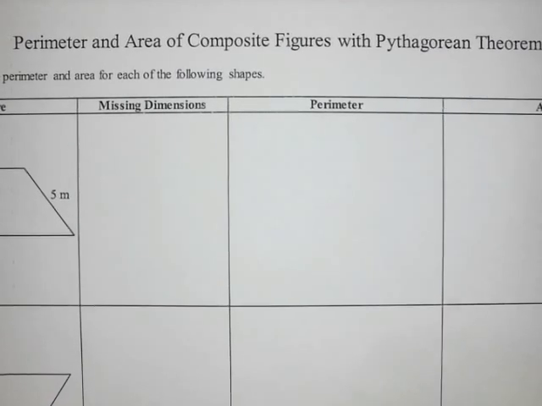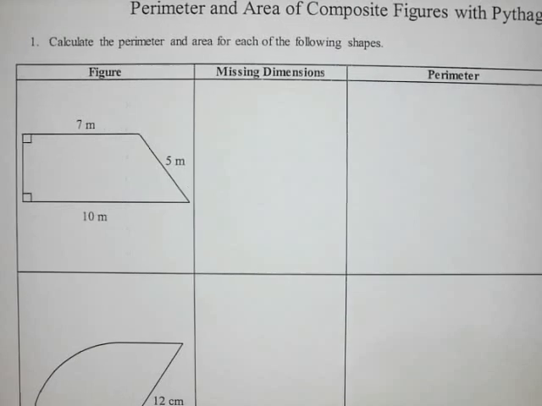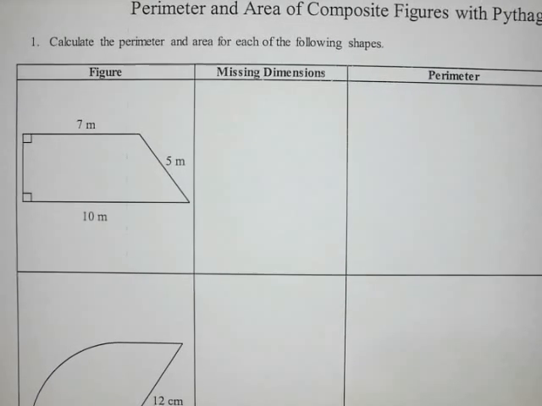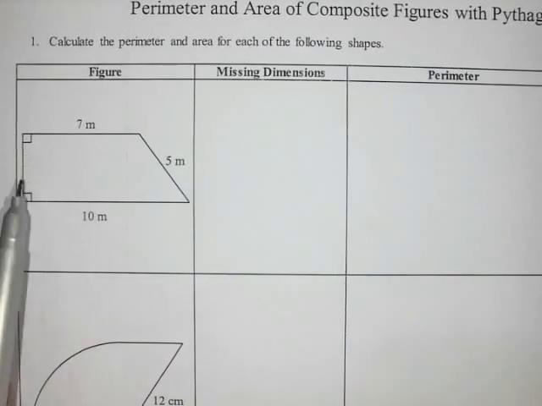Perimeter and area of composite figures with Pythagorean theorem. Example number 1A. All right, so our first question here says, calculate the perimeter and area for each of the following shapes. So when I look at this, I notice that it is a shape that has 4 sides.